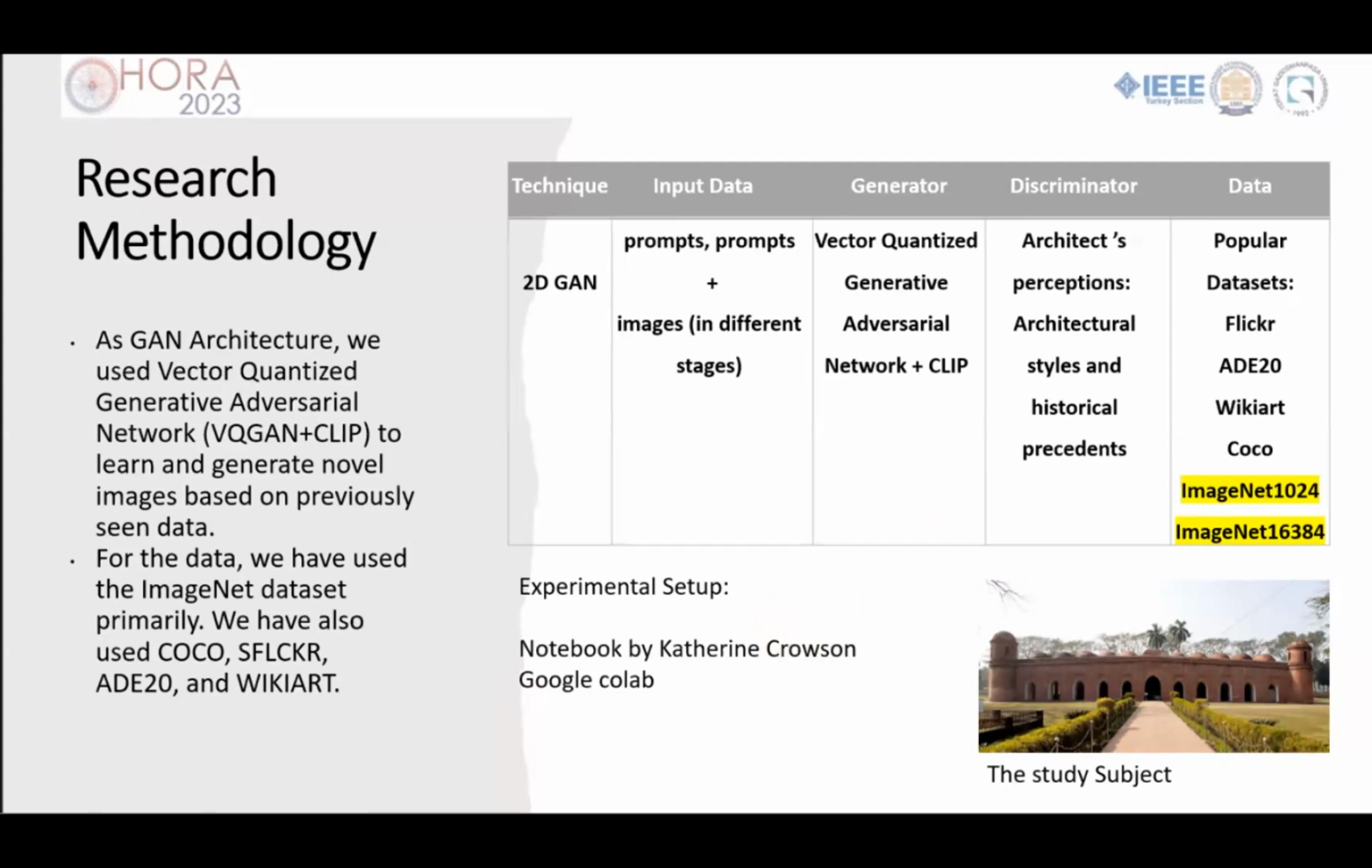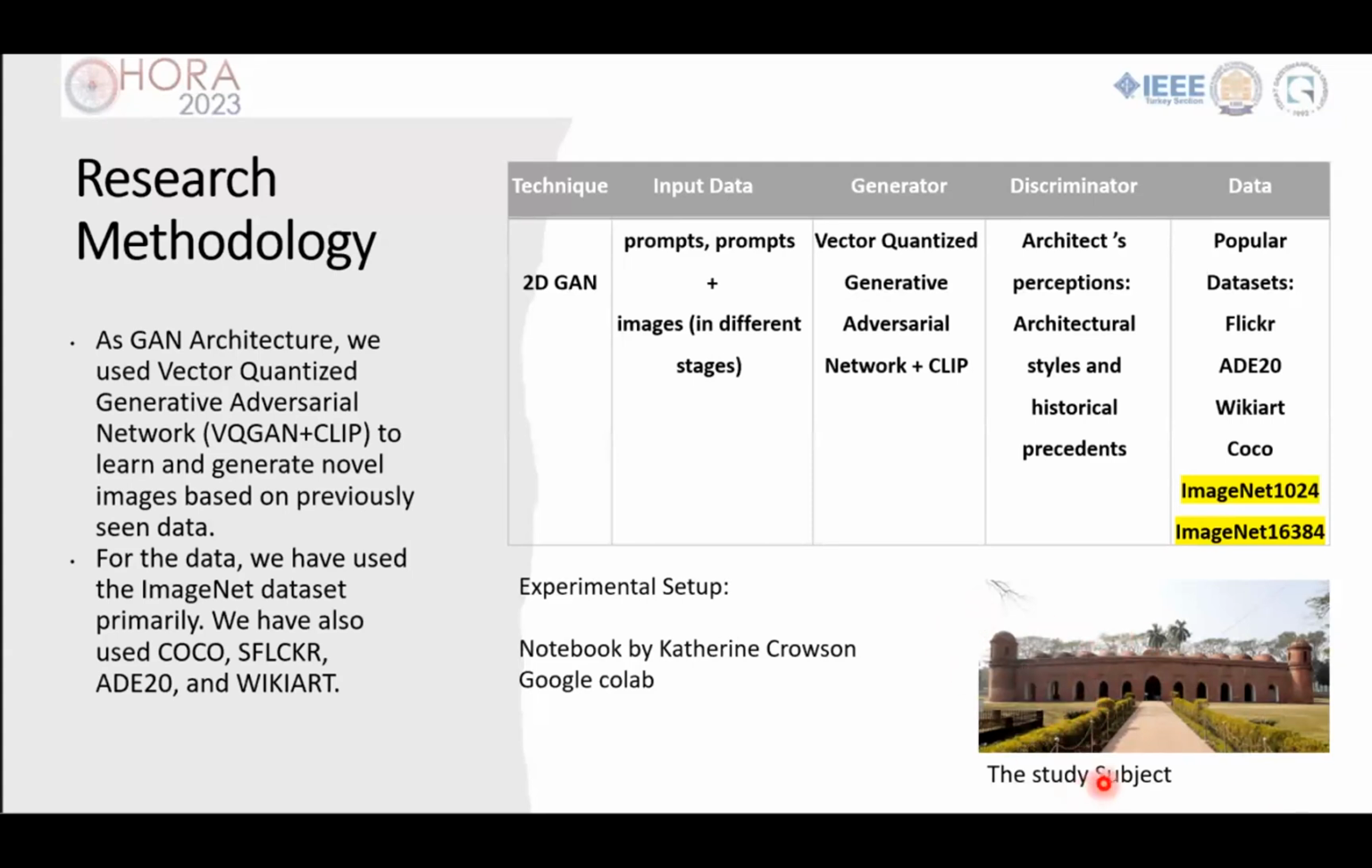For our experimental setup, we utilized an open source notebook developed by Katherine Crowson, a leading expert in the field of neural networks. The notebook was specifically designed for implementing generative adversarial networks and provides a user-friendly interface for our research. We conducted our experiment in the Google Colab environment, which offers the necessary computational resources and infrastructure for training and evaluating our neural network model. This combination of open source notebook and the Colab environment provides a seamless, efficient platform.